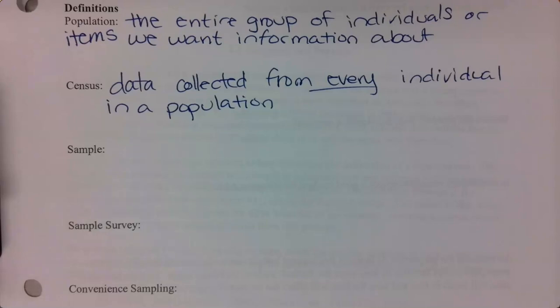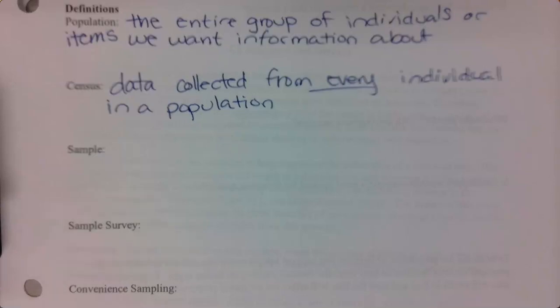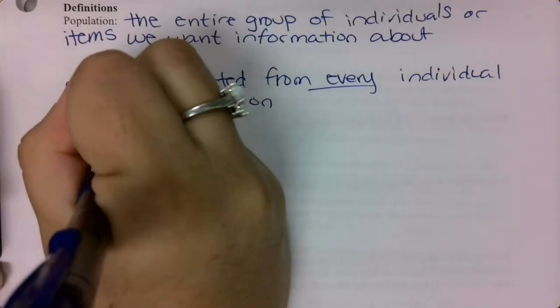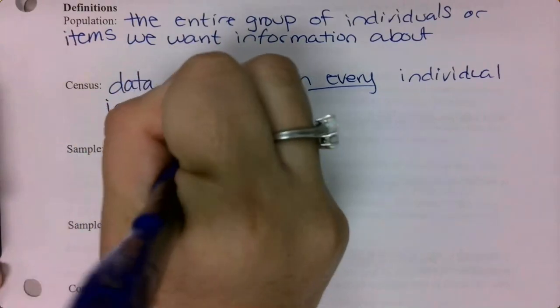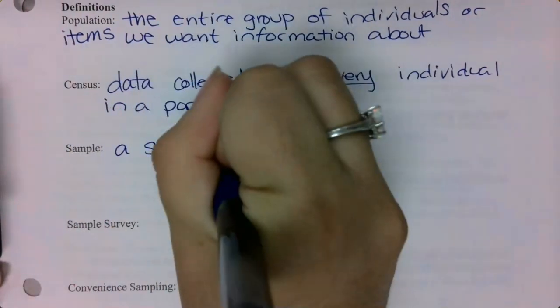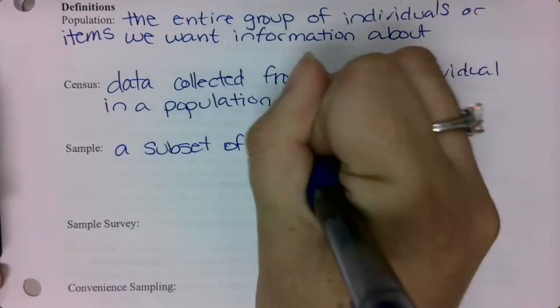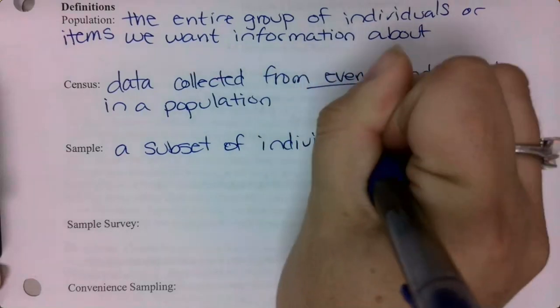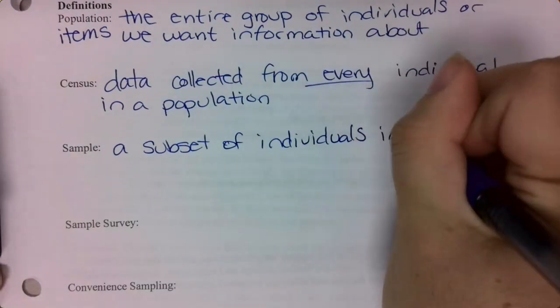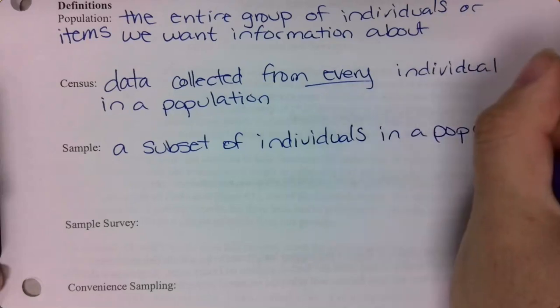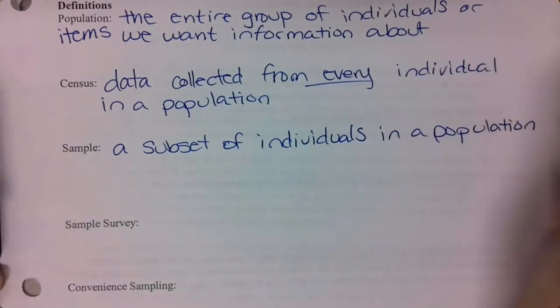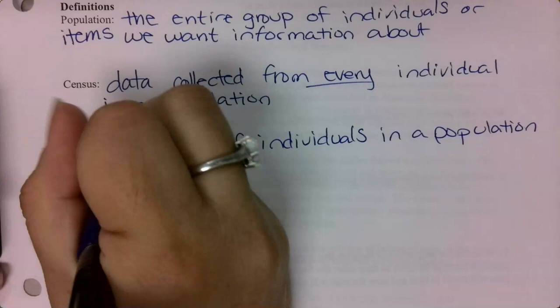Okay, so my next word is sample, and anything but a census, the sample is the people you end up surveying. So it's a subset of individuals in a population from which we collect data.